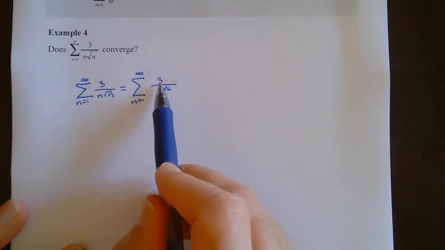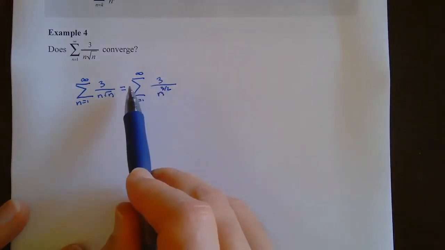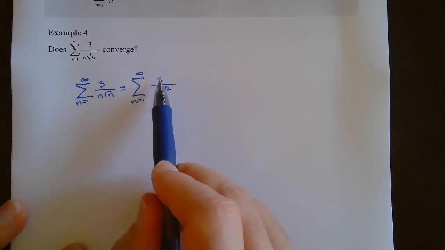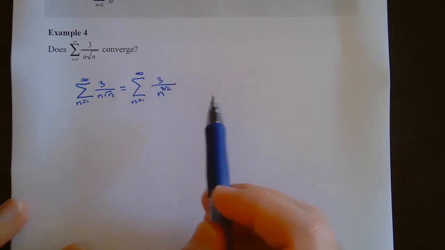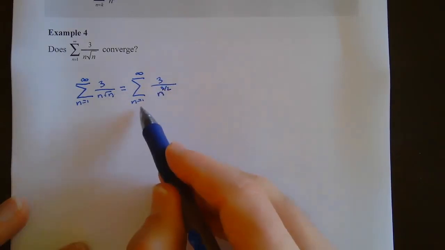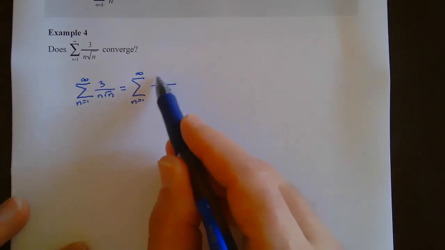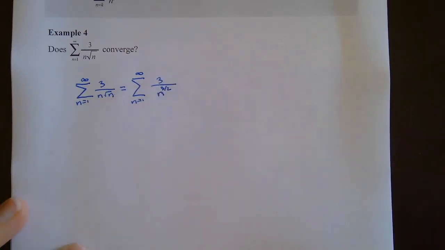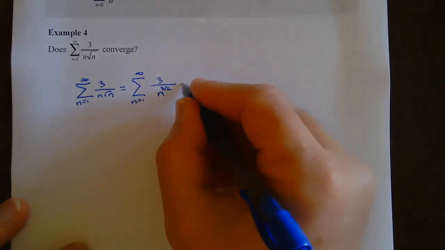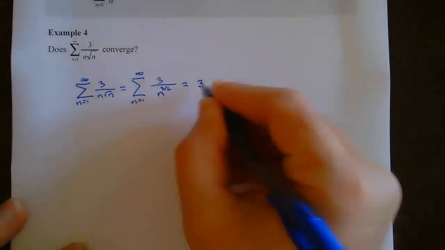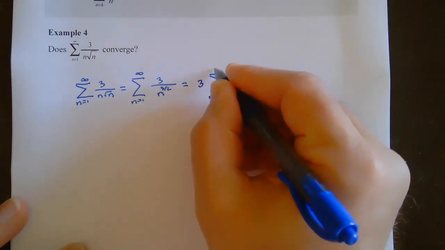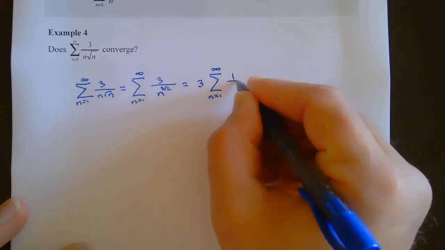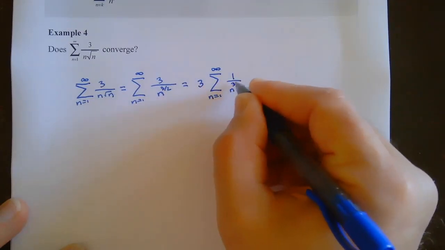Now, what can we do with this 3? This 3 can come out in front because every term is going to have a 3 in it. So if you start with n equals 1, 2, 3, every one of them is going to have a numerator of 3, which means you could factor that out and make a new series. So this becomes 3 times sigma n equals 1 to infinity of 1 over n to the 3/2 power.